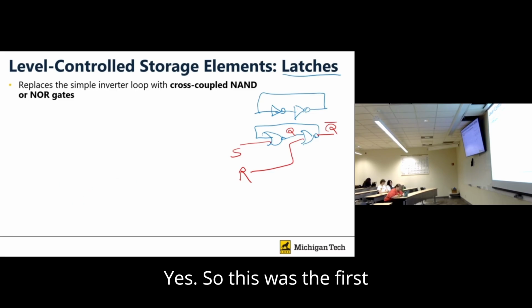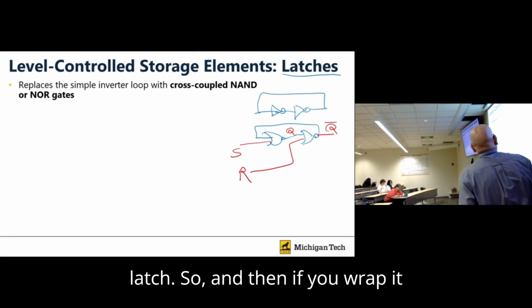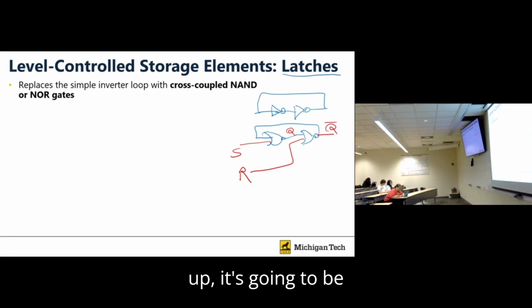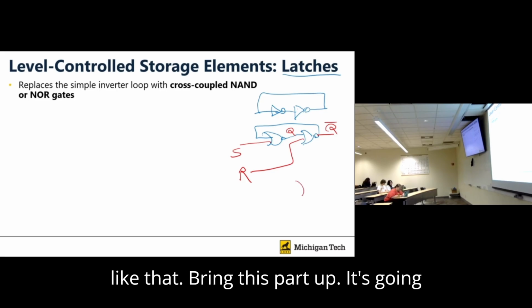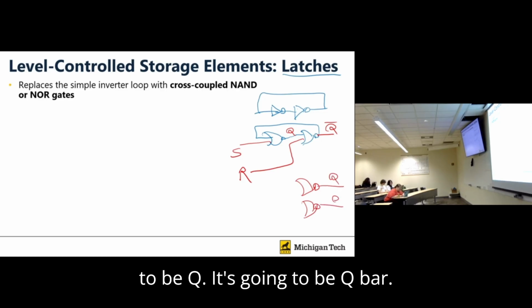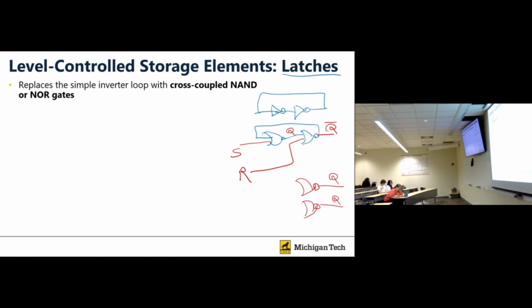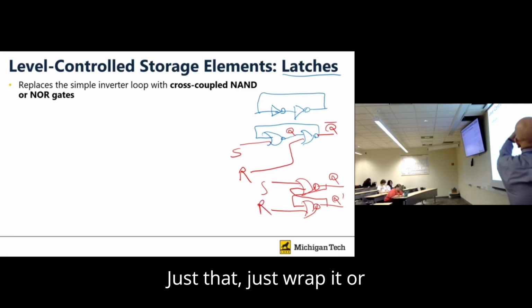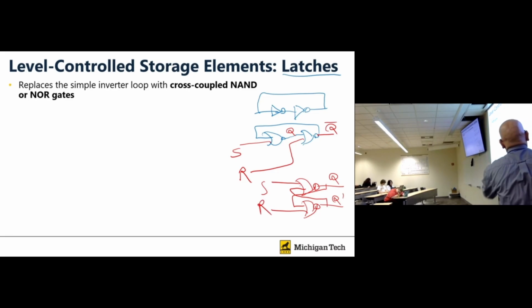Yes. So this was the first latch. And then if you wrap it up, it's going to be like that. Bring this part up. It's going to be Q. It's going to be Q bar. It's going to be this. Just wrap it or turn it.